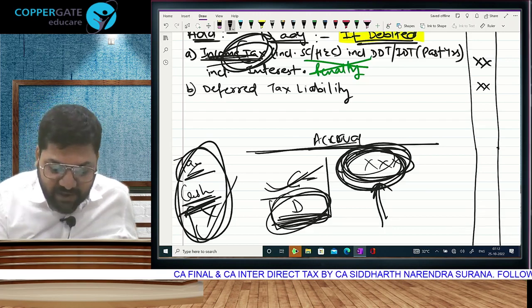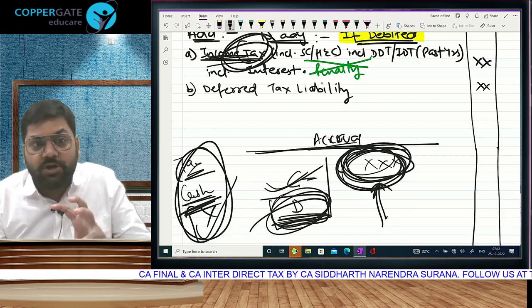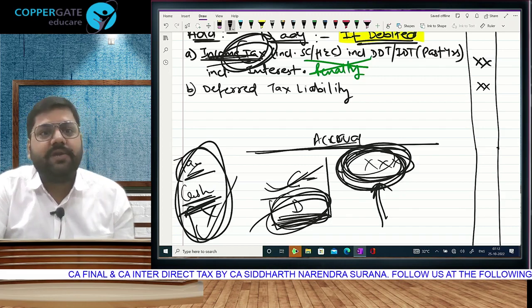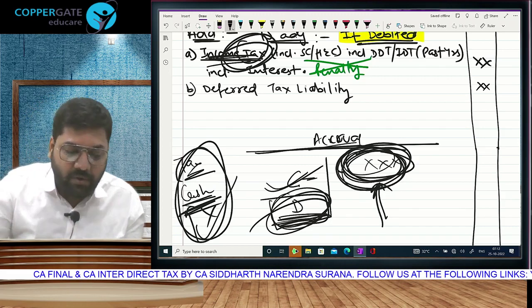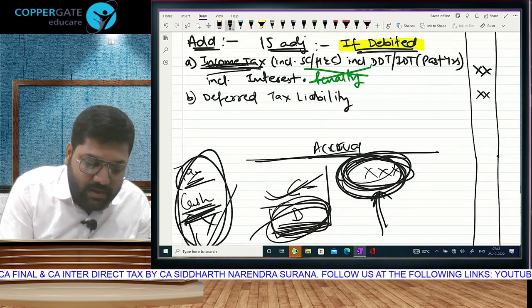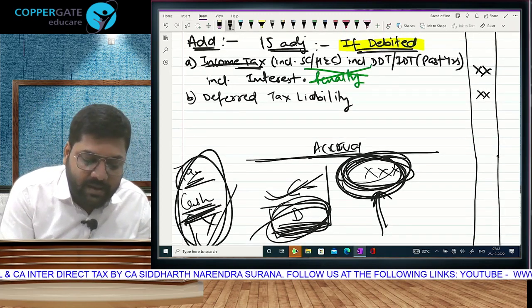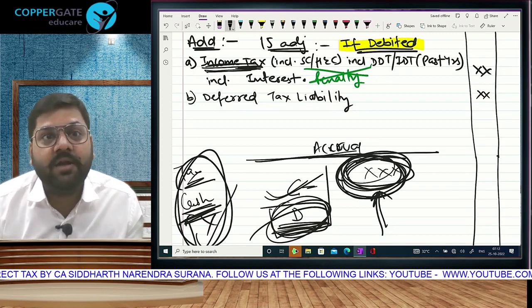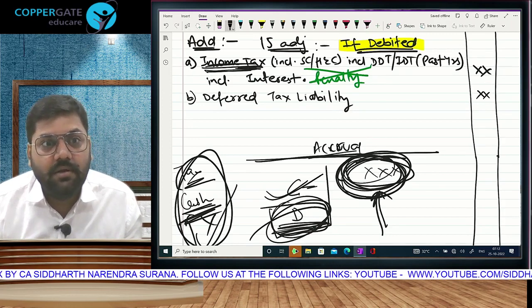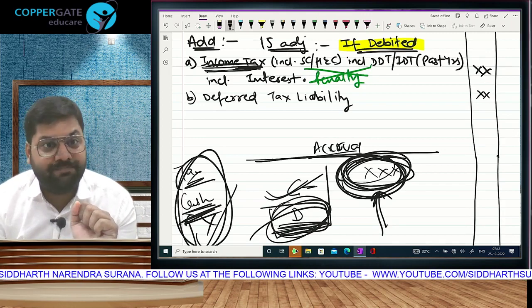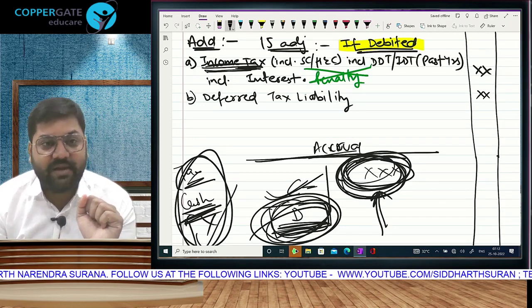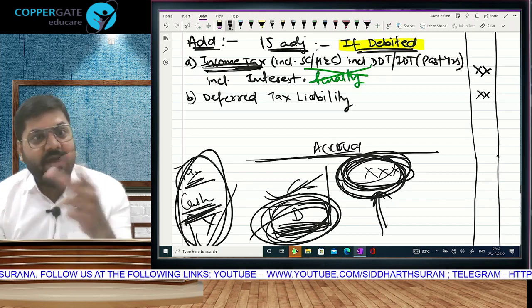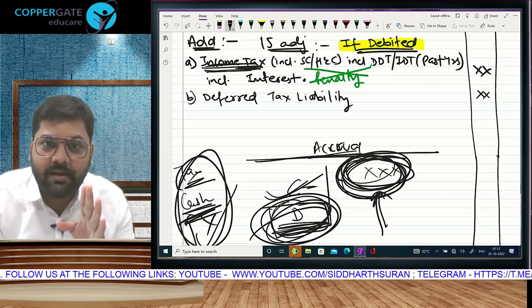This debit of deferred tax is not a choice of the assessee. It is only compliance with the accounting standard. And therefore, in the first point here, I will add only my current tax. I will not add my deferred tax. I have not done any voluntary debit. And dear government, don't make me do time pass. First, you are making an accounting standard and forcing me to debit deferred tax, and then you are telling me to add it.